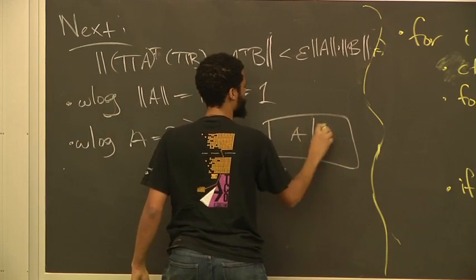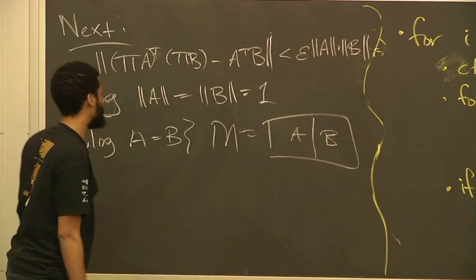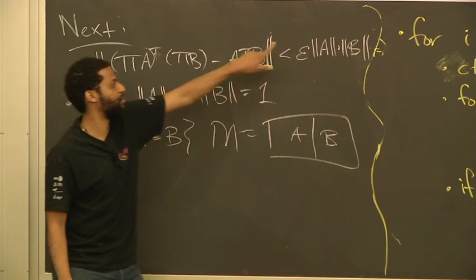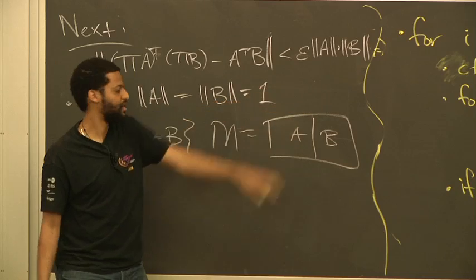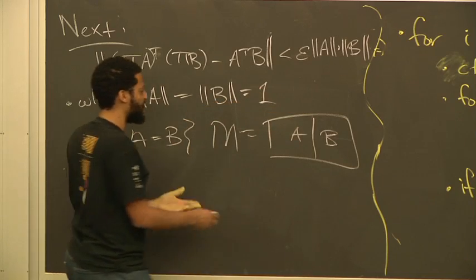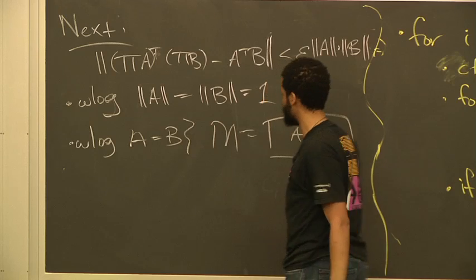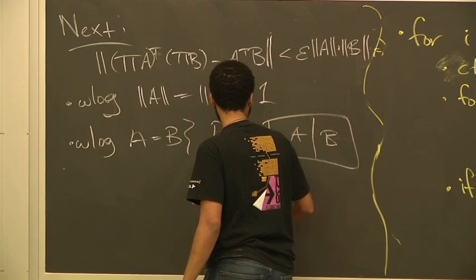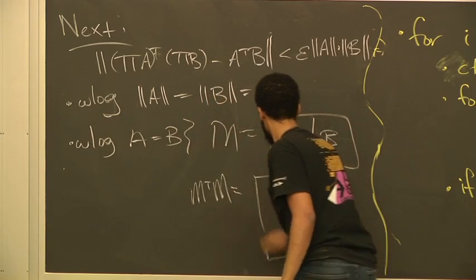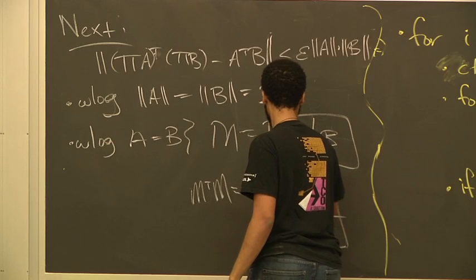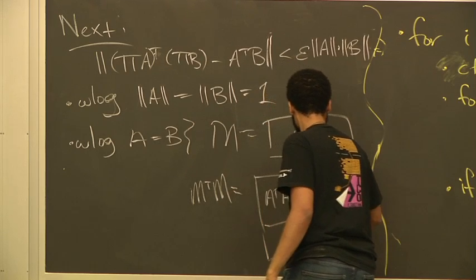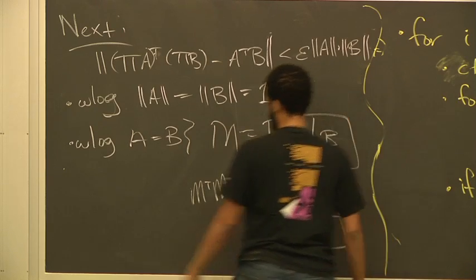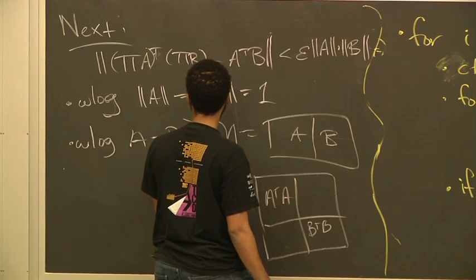So this is M = [A B]. And what I want now is that the operator norm of Π M transpose Π M minus M transpose M is at most this. Why does that imply the thing I actually care about? Notice that M transpose M looks something like this: A transpose A, B transpose B. Or actually, good.